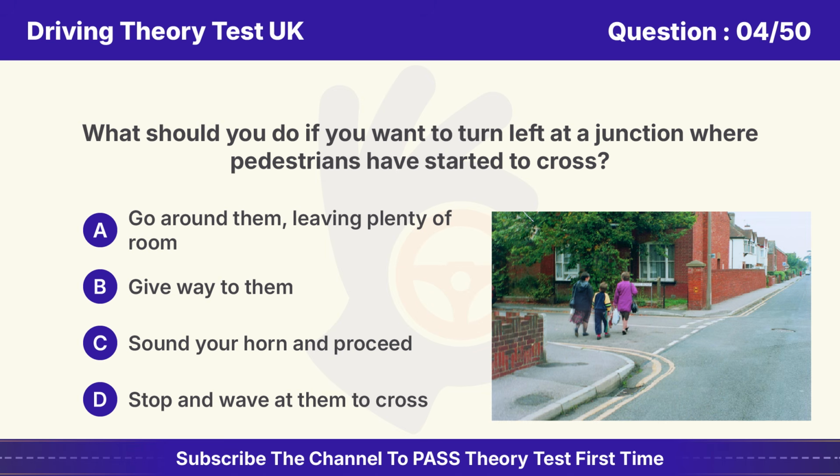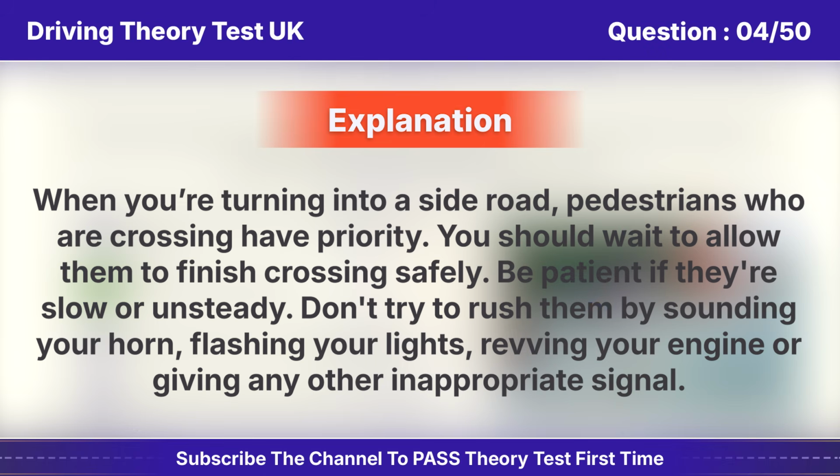Question 4. What should you do if you want to turn left at a junction where pedestrians have started to cross? Answer is B. Give way to them. When following a cyclist, be aware that they have to deal with the hazards around them. They may wobble or swerve to avoid a pothole in the road or see a potential hazard and change direction suddenly. Don't follow them too closely or rev your engine impatiently.